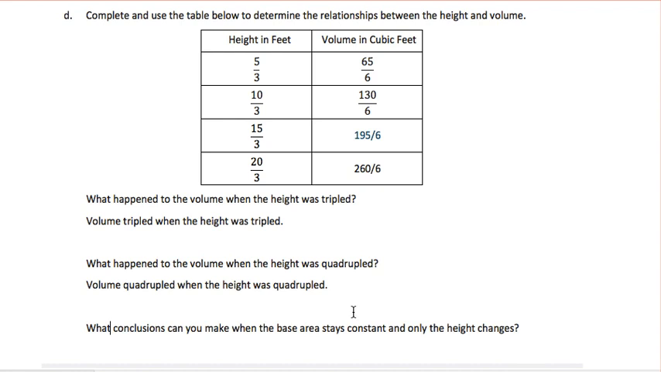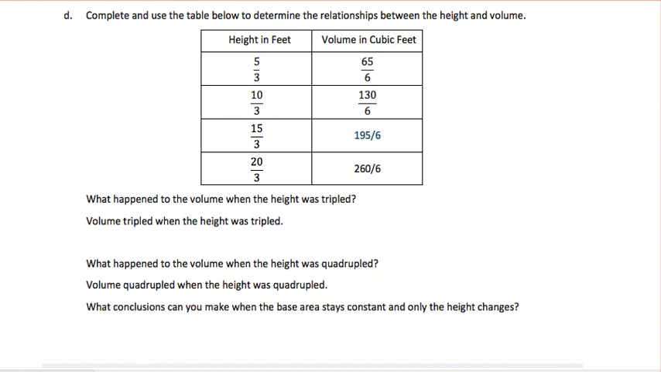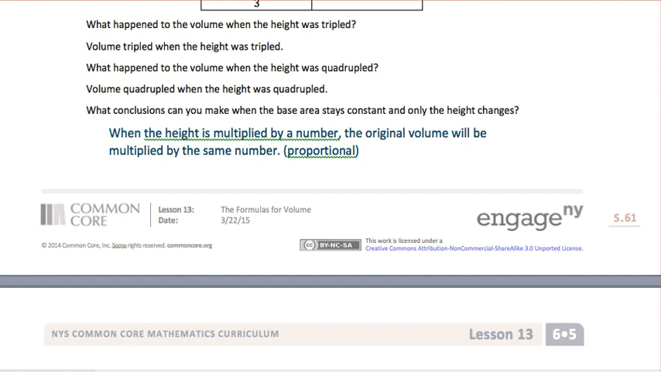So we could say then that when the base area stays constant and only the height changes, when the height is multiplied by a number, the original volume will be multiplied by the same number. It's a proportional relationship.